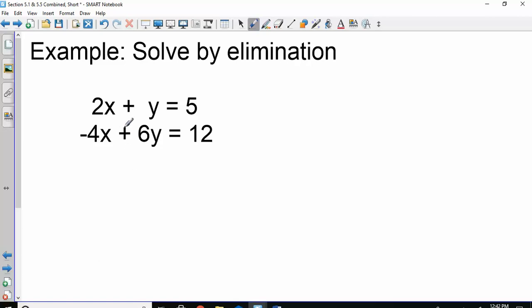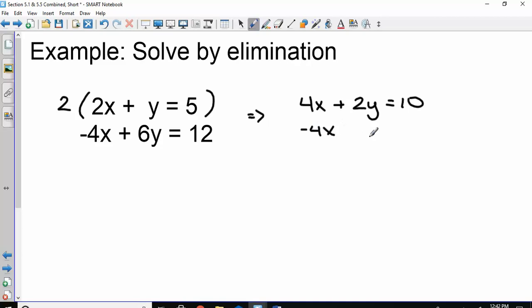X. All right, so what could I turn them both into? Okay, this is a negative 4. I could get this one to be a positive 4. All we have to do is take it times 2. So that gives me 4x plus 2y equals 10. And I did not change my second equation.